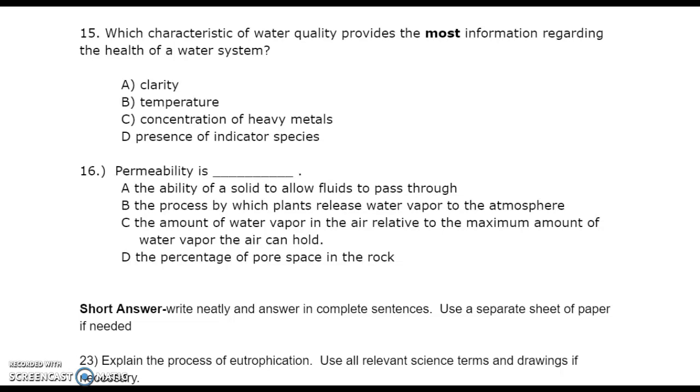Number 16. Permeability is blank. A, the ability of a solid to allow fluids to pass through. B, the process by which plants release water vapor to the atmosphere. C, the amount of water vapor in air relative to the maximum amount of water vapor the air can hold. Or D, the percentage of pore space in rock.